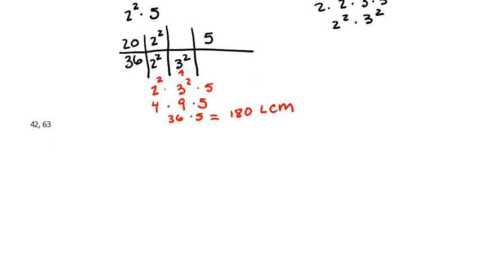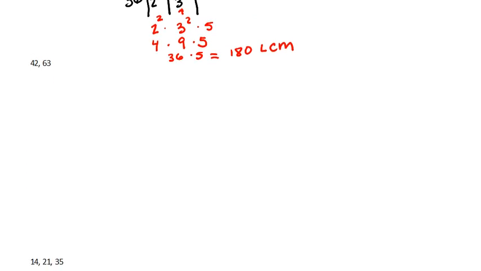Let's do another example. 42 and 63. Let's start by factoring 42. Well, we get 2 and 21. 2 is prime, 21 is not. 3 and 7. So my prime factorization is 2 times 3 times 7.